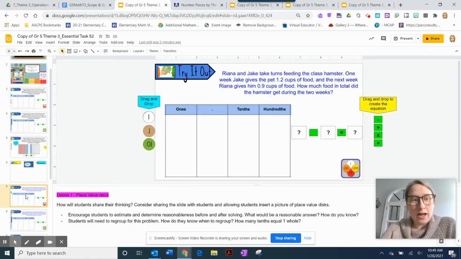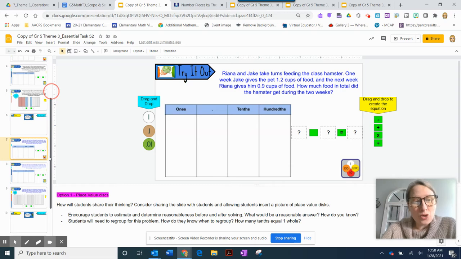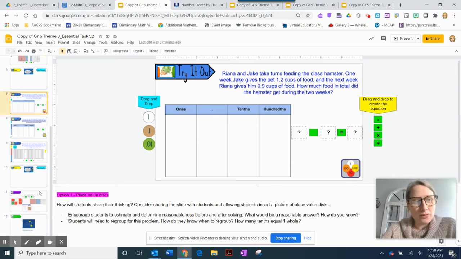We have one more try it out slide here. This one has 1 and 2/10 plus 9/10. So once again, we're thinking reasonableness. What would be a reasonable answer? Is it going to be greater than 1? Is it going to be less than 1? How do we know it will be greater than 2? So just thinking about what would be reasonable, and once we get that answer, we're going to go back and discuss, well, was I correct?